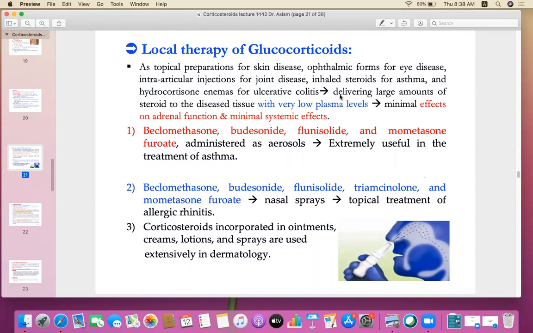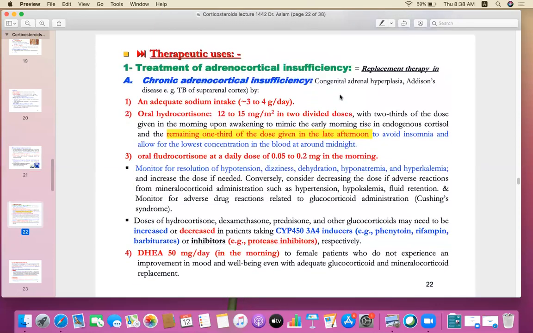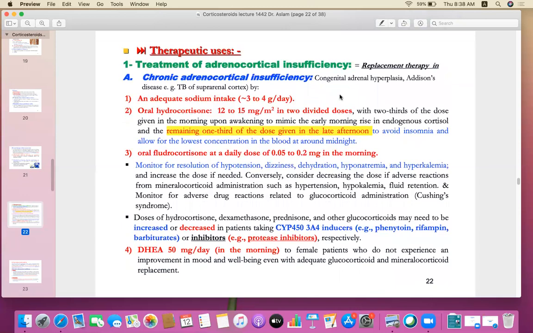Which drugs are available for the local therapy of glucocorticoids? Beclomethasone, budesonide, flunisolide, and mometasone furoate are the corticosteroids used for local therapy. Now the therapeutic uses.